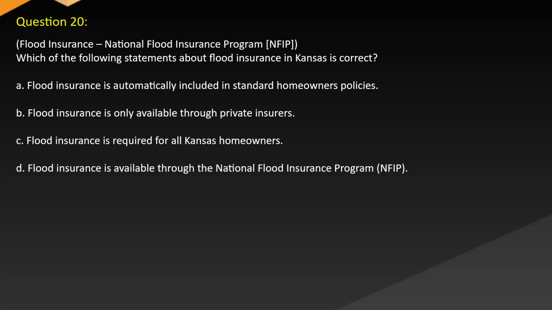Question 20. Flood insurance. National Flood Insurance Program (NFIP). Which of the following statements about flood insurance in Kansas is correct? A. Flood insurance is automatically included in standard homeowners policies. B. Flood insurance is only available through private insurers. C. Flood insurance is required for all Kansas homeowners. D. Flood insurance is available through the National Flood Insurance Program (NFIP).